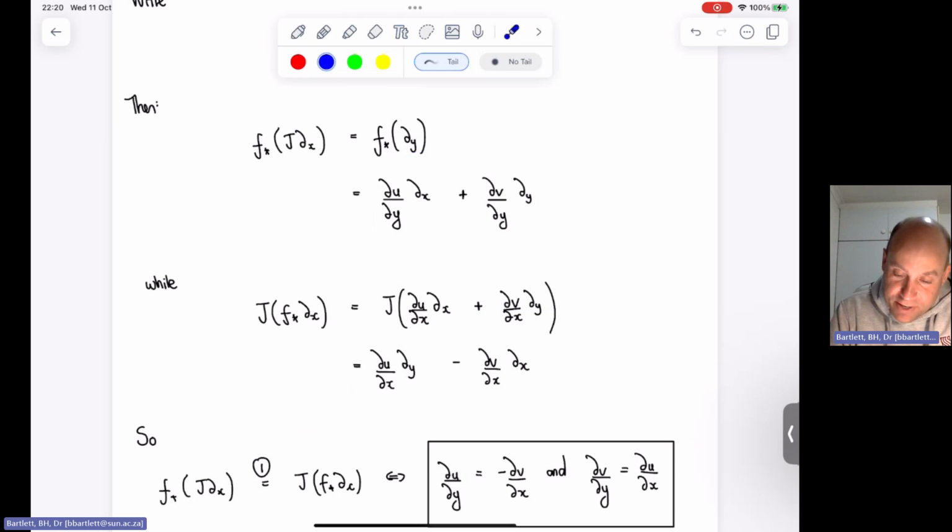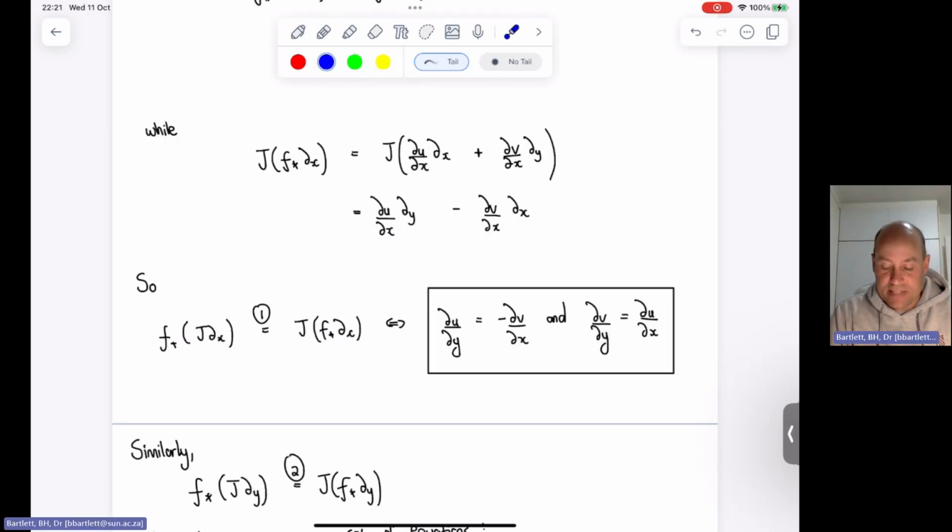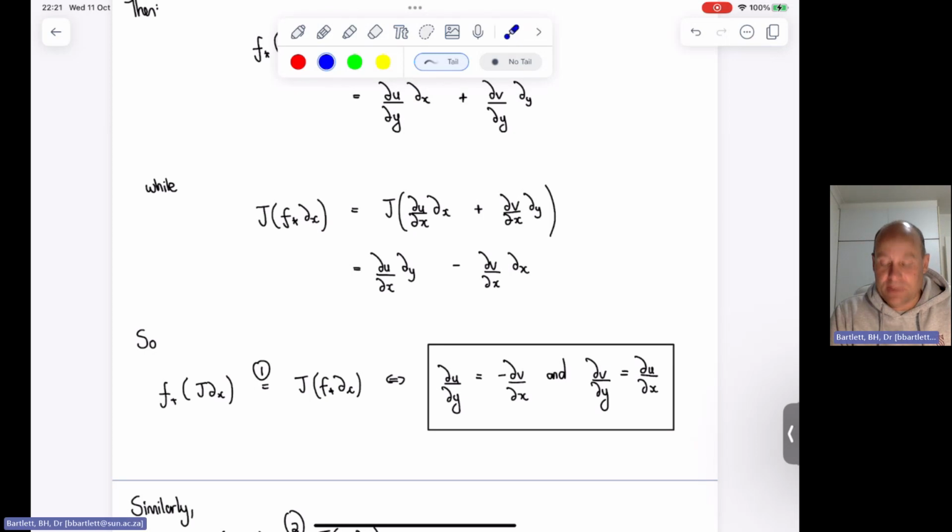And so if I equate corresponding coefficients here, that means that this must equal that. Similarly, this must equal that, which is what I'm saying here. And look, those are precisely the Cauchy-Riemann equations. Okay, but before we come to that, let's just see what happens here.